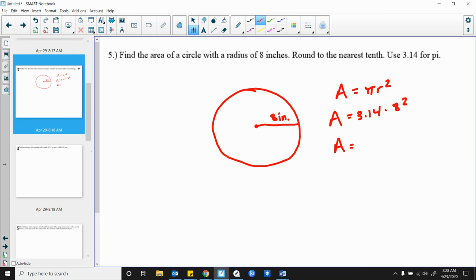And I get 200.96. And it says to round to the nearest tenth here. And if I round this to the nearest tenth, it's going to move up. So I'm actually going to get 201.0. So my answer here is going to be 201.0. And this is inches. And if you remember, for area, we do inches squared. Make sure you have your correct label. We talked a lot about that earlier in the year.